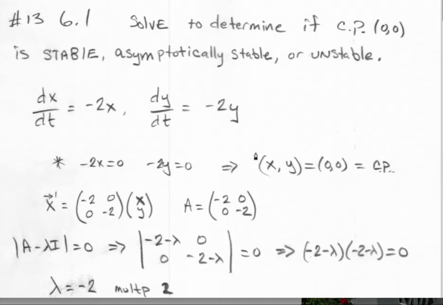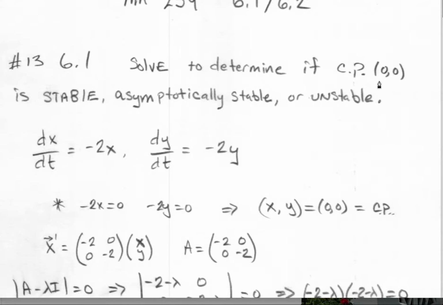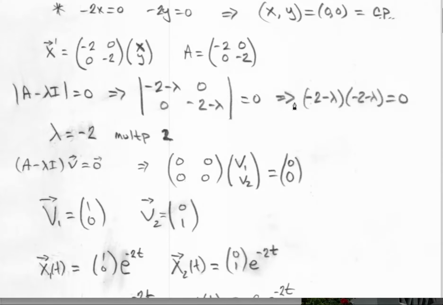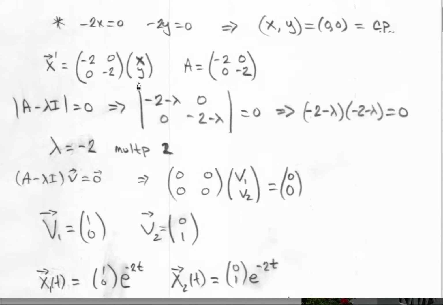All right, so what I did was copy the system down, and I set them both equal to 0. And sure enough, I get the fact that there's a critical point at xy equals 0, 0. Now, we were already told that from the instructions, but I was just verifying that. Then I solved this system of differential equations. I wrote it in matrix form here, and so my A matrix, and I did A minus lambda I equals 0, and I end up with lambda equals minus 2 with a multiplicity of 2.